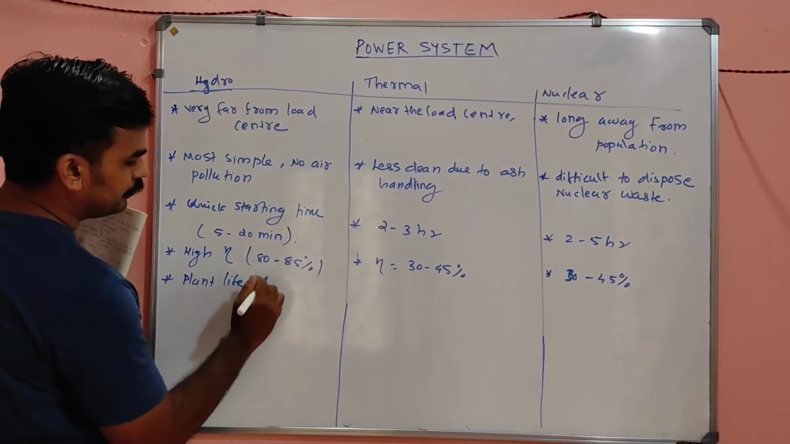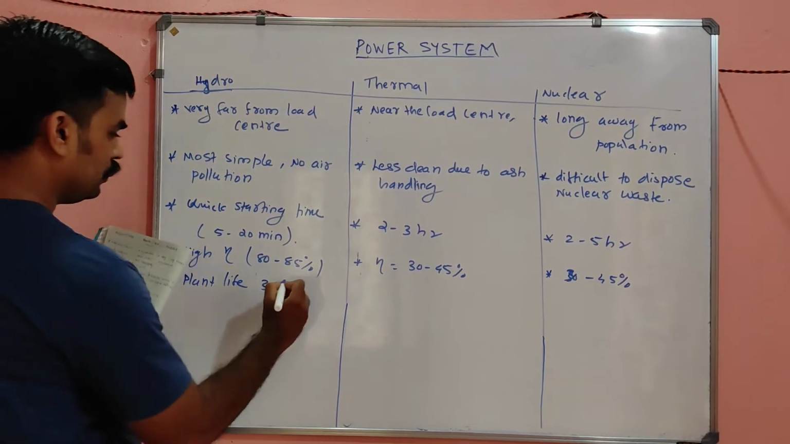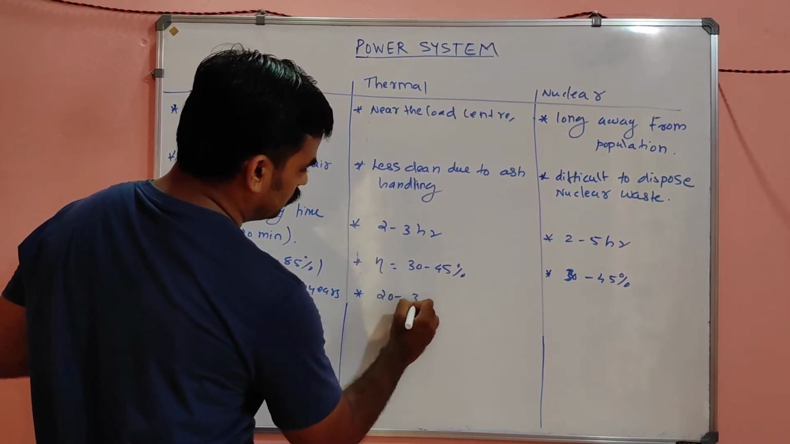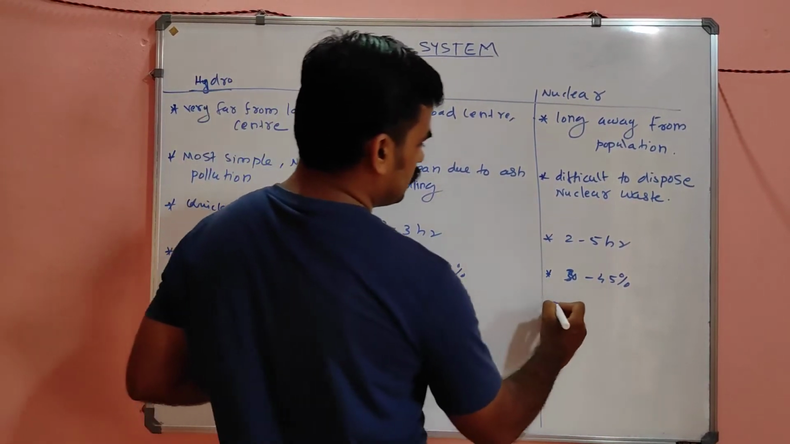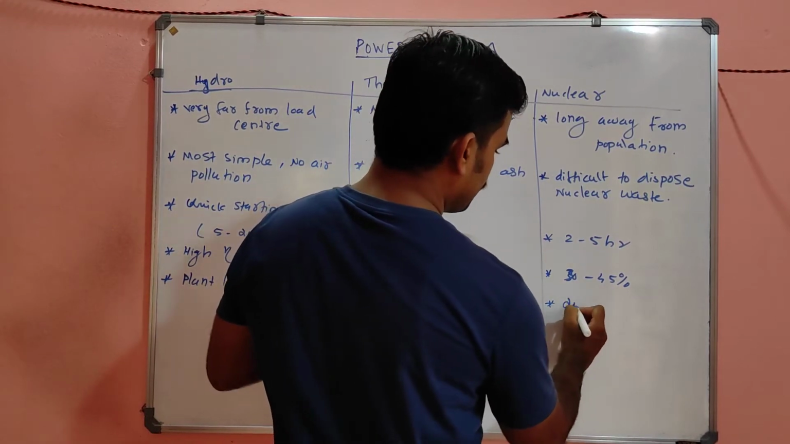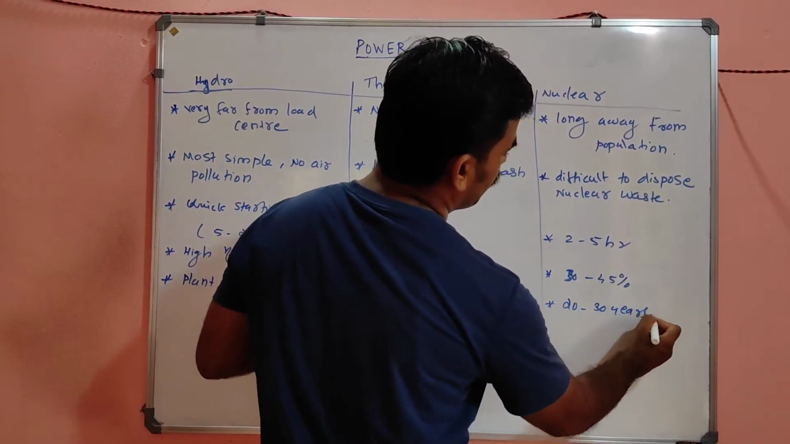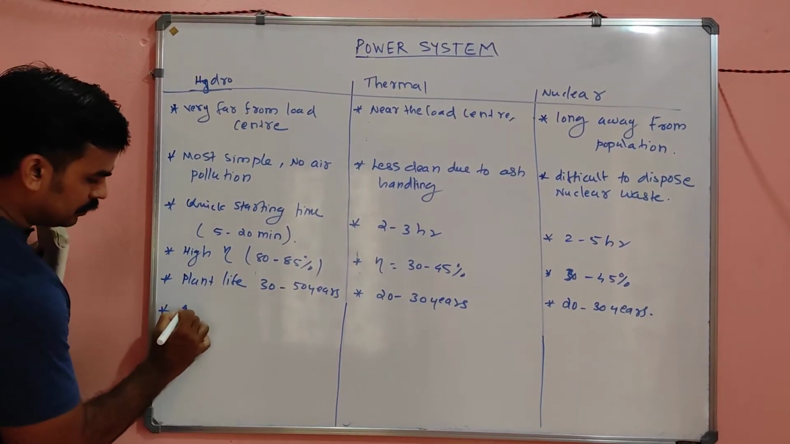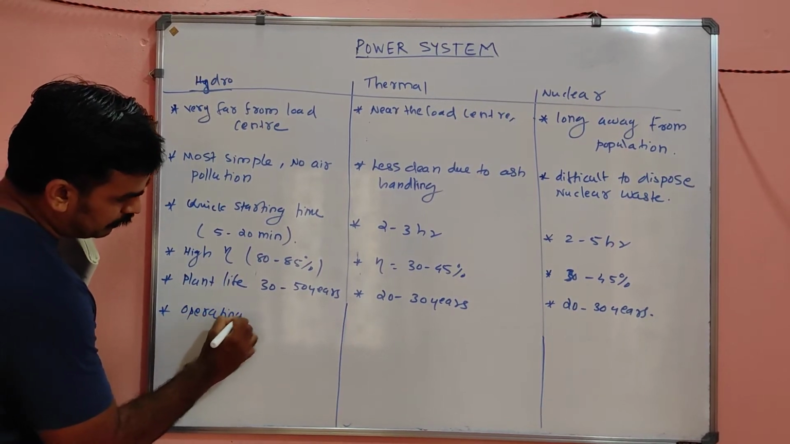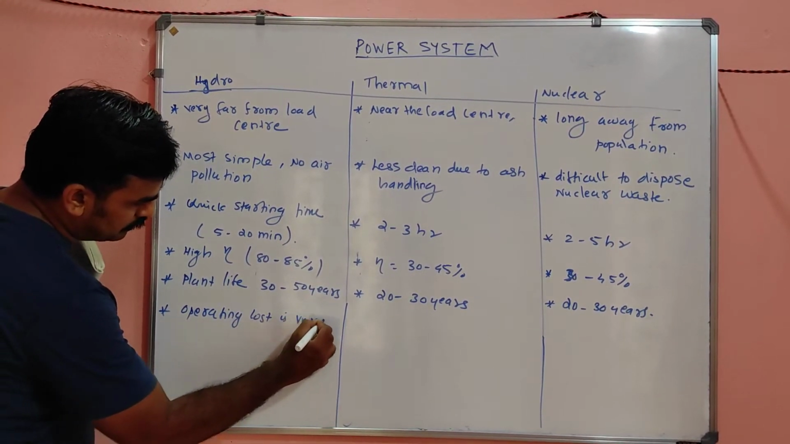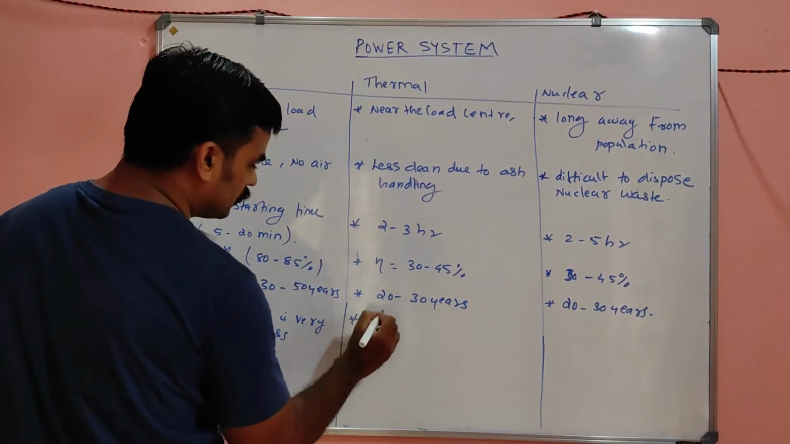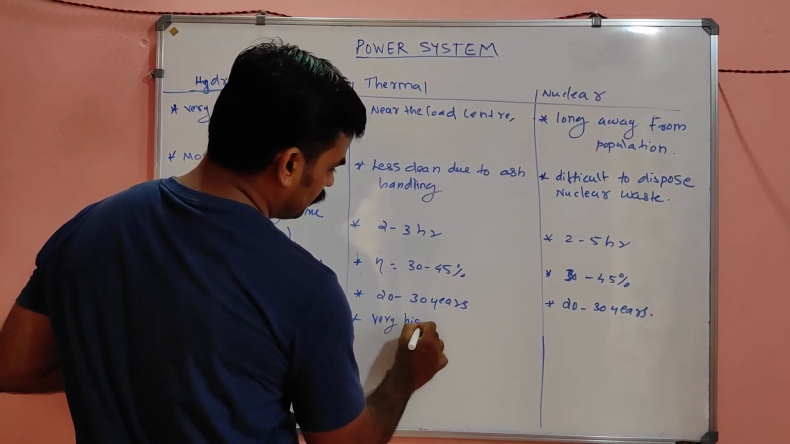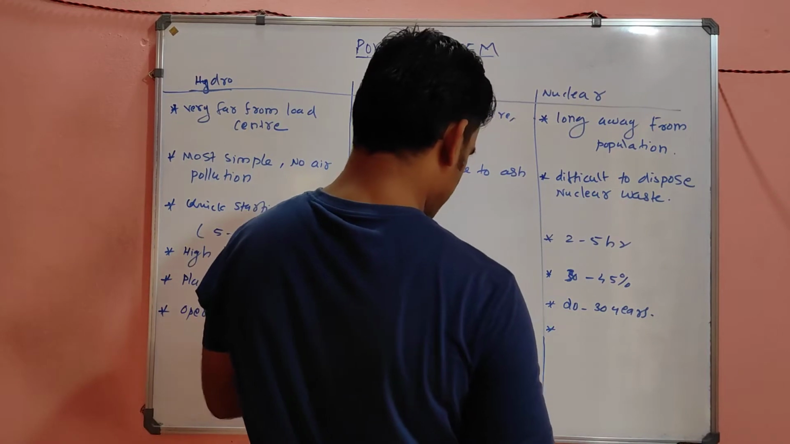Plant life. Hydro: 30 to 50 years. Thermal: 20 to 30 years. Nuclear: 20 to 30 years. Operating cost. Hydro: very less. Thermal: very high. Nuclear: moderate.